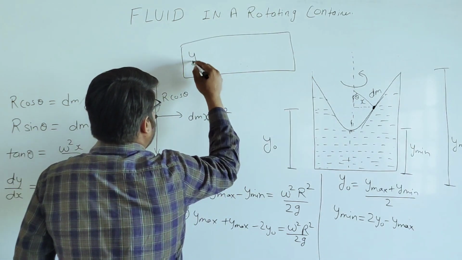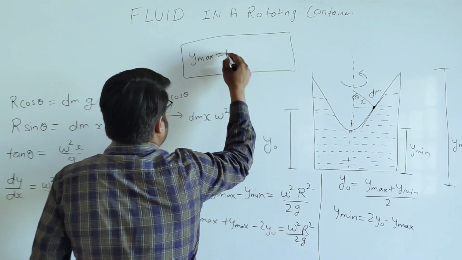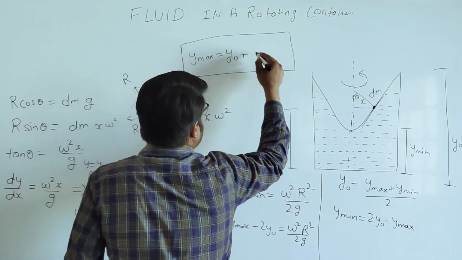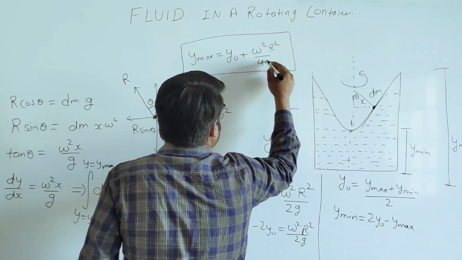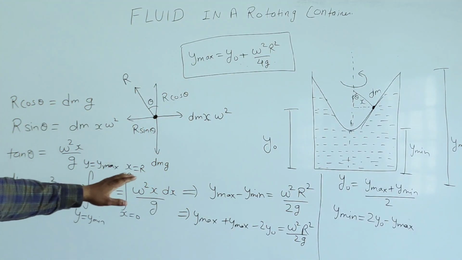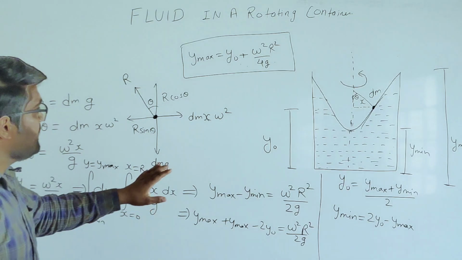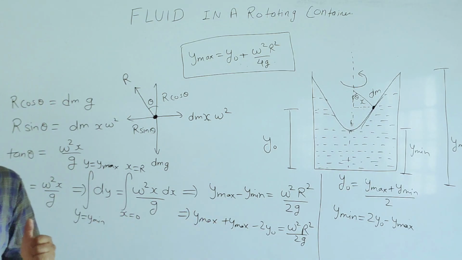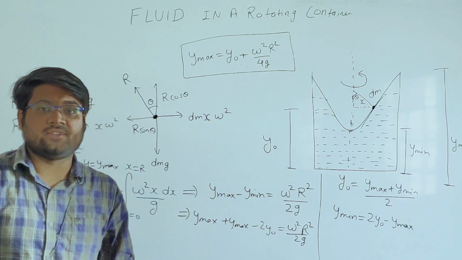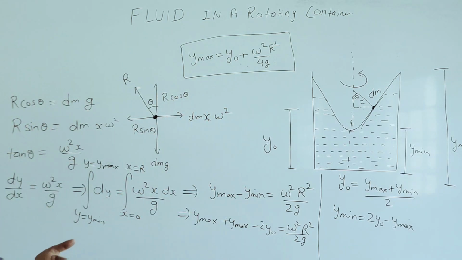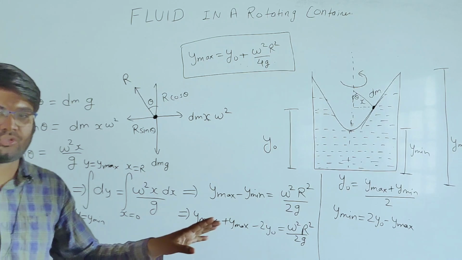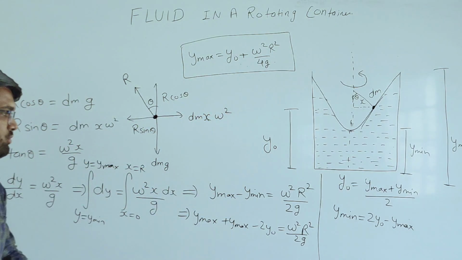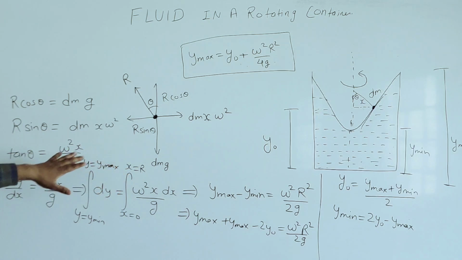When we complete this, we have the final equation: y max is equal to y naught plus omega square R square by 4g. So this is the equation which is formed here. In this way, if a question is given with a container having some height and some radius and omega, asking how much height it will achieve, we can tackle those questions using this simple concept. This is how we derive this equation, and using it we can solve many questions.